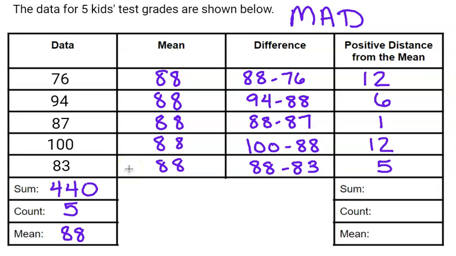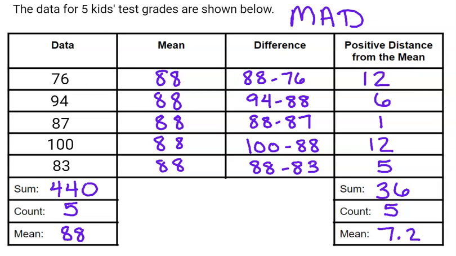So now that we've figured out the differences of each value and the mean, that's our positive distance away from the mean, we are going to do the overall mean again. So I'm going to add these values up. When I add these up, I actually get 36. And then I'm going to count up how many I have. In this case, I have 5 still. And I'm going to divide these to find my mean, and I'm going to get a decimal in this case. So I got 7.2.